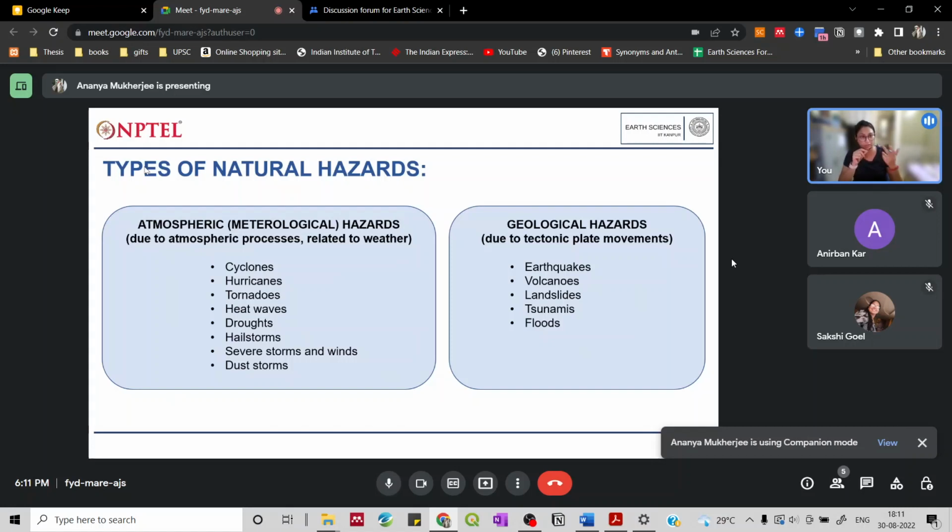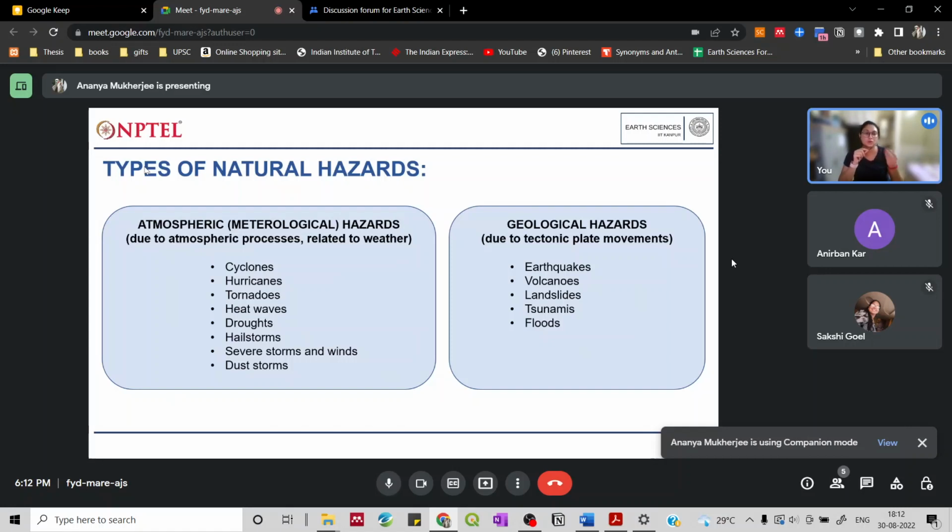Then volcanoes also cause seismic events. Seismic events means ground shaking. Any of the processes that is going to cause the ground to shake, that would be a seismic event. Then landslides. Sometimes landslides are weather related, but sometimes they are also related to seismic events. Then you have tsunamis.